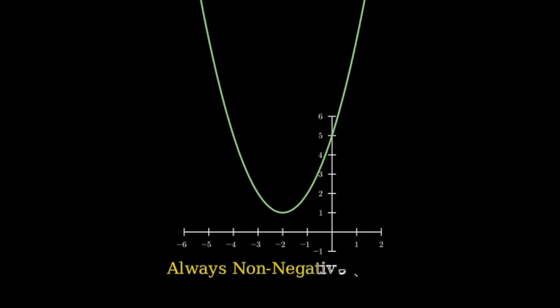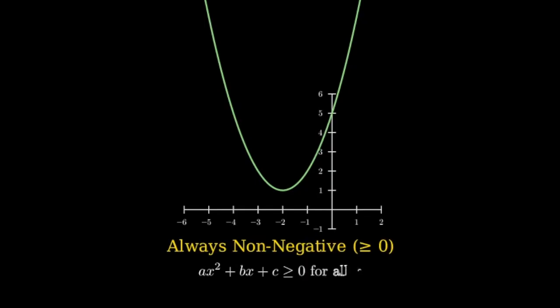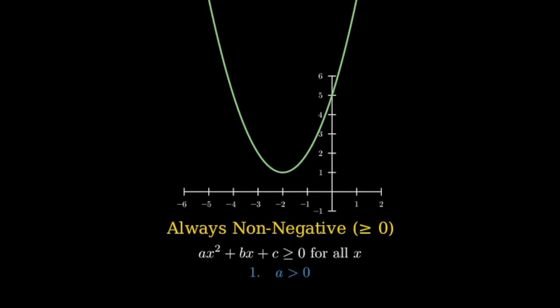Now, let's consider when a quadratic is always non-negative, meaning greater than or equal to 0. Again, for the parabola to stay on or above the x-axis, it must open upwards. So, a must still be positive. This time, the parabola can either be entirely above the x-axis, no real roots, or it can touch the x-axis at exactly 1 point, one real root. This means the discriminant b squared minus 4ac can be negative, no roots, or 0, 1 root. So, the discriminant must be less than or equal to 0.